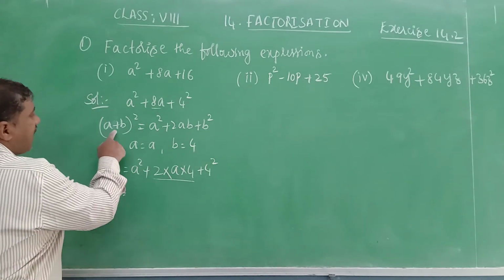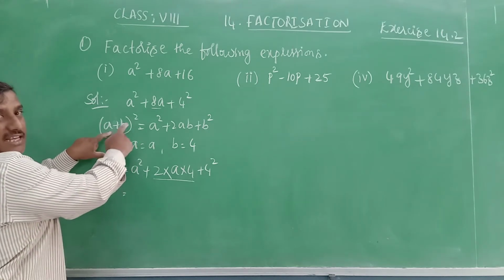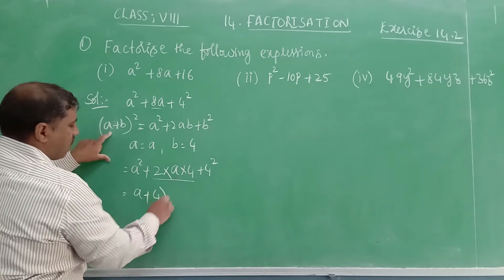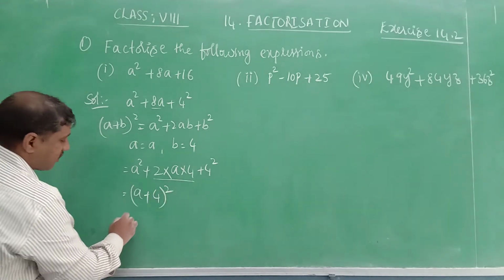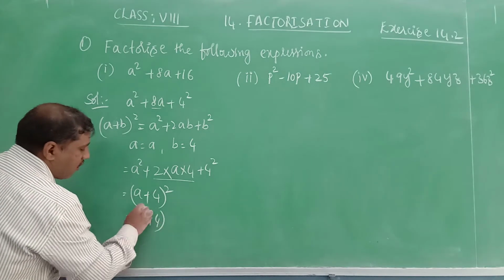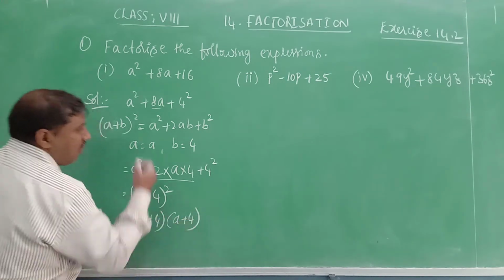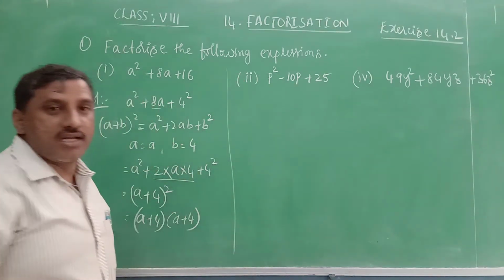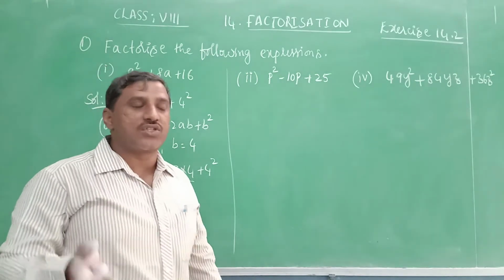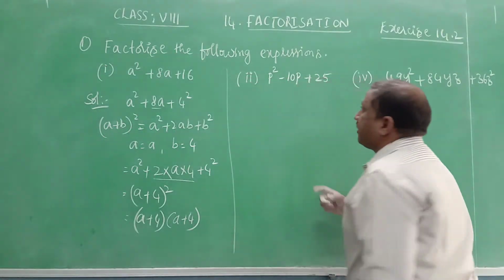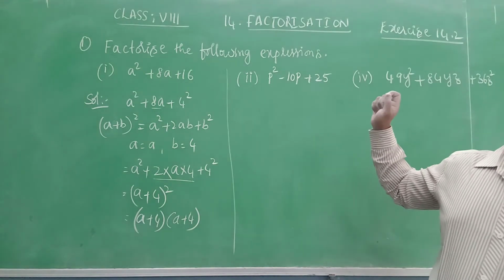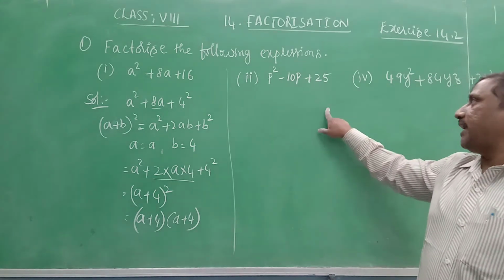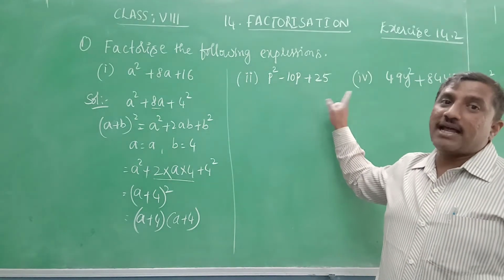We can write this as (a plus b) whole square, where a is equal to a and b is equal to 4. That is (a plus 4) whole square, that is (a plus 4) into (a plus 4) are the two factors. So we have to observe the terms first, whether all are positive or a negative term is there, and whether the first and the last terms are squares or not. Now the second question: p square minus 10p plus 25.